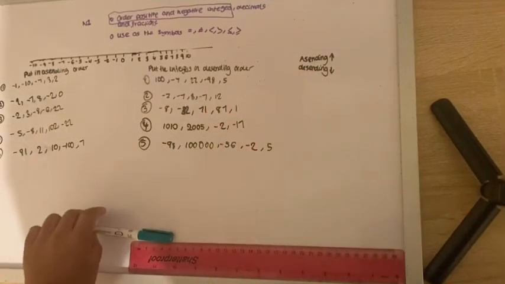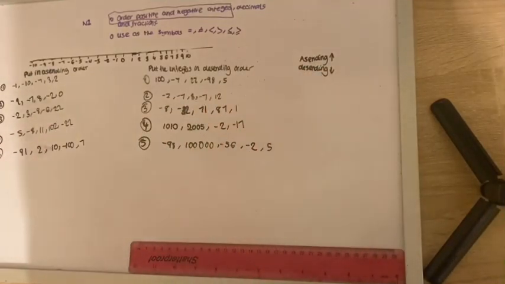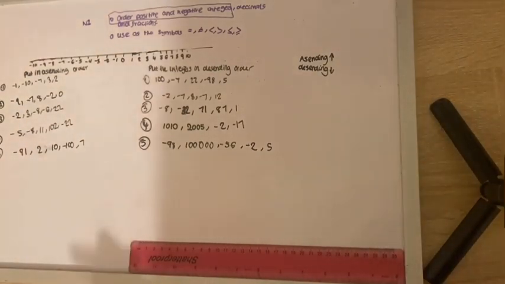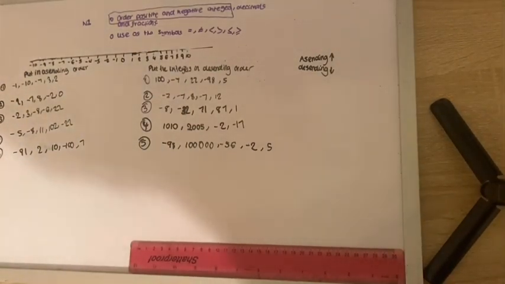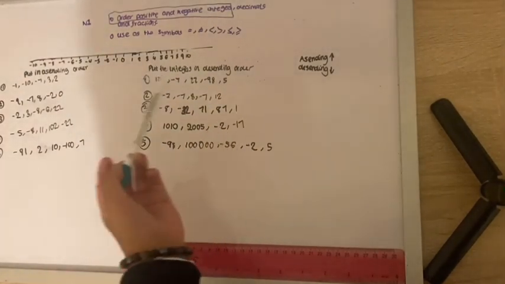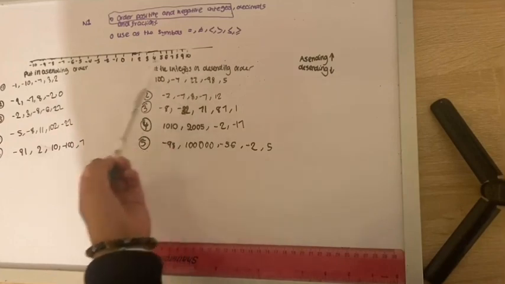Hi, so I'm going to be showing how to order the negative integers. And you may have noticed that there are two words there, ascending and descending.